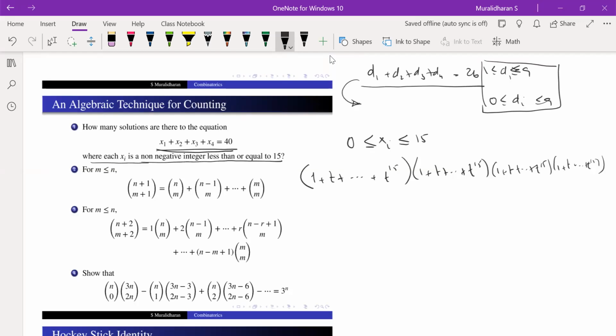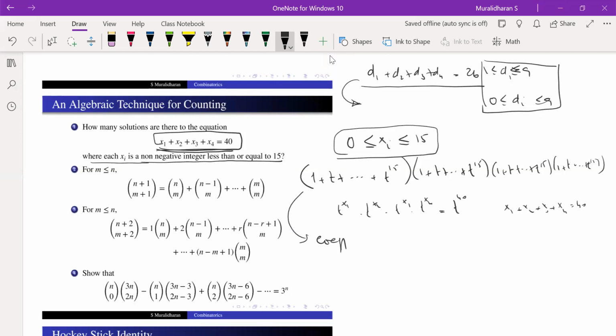So when I expand the whole thing, what will I get? I will get all the powers of t. And so if I take t power x1 and t power x2, t power x3 and t power x4, this will be equal to t power 40 when my x1 plus x2 plus x3 plus x4 is 40, and also all the x's will be less than or equal to 15. So the number of solutions to this equation satisfying this condition is basically the coefficient of t power 40 in this expansion. What is that expansion? 1 plus t etc. up to t power 15, whole power 4.